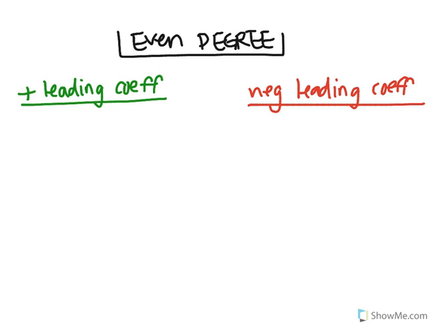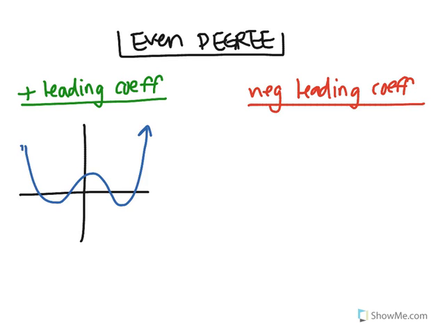Now let's look at even degree polynomial functions. When something's even, if you remember all those even powers, they ended up going in the same direction. So I'll do a graph that kind of looks like a W. This is even because they end up going in the same direction. Whenever you have a positive leading coefficient, you look at the right side of the graph and notice it's ending in the positive direction.